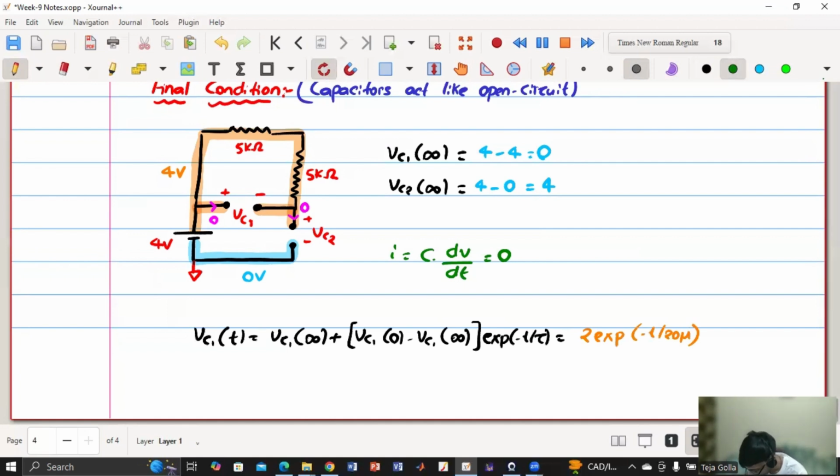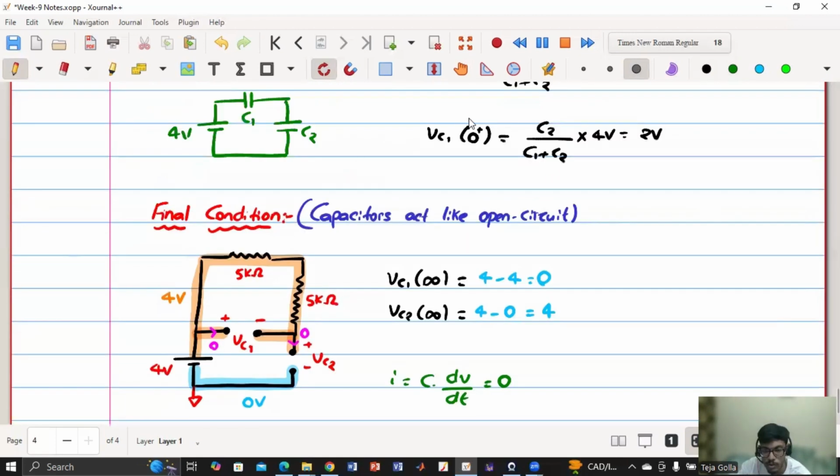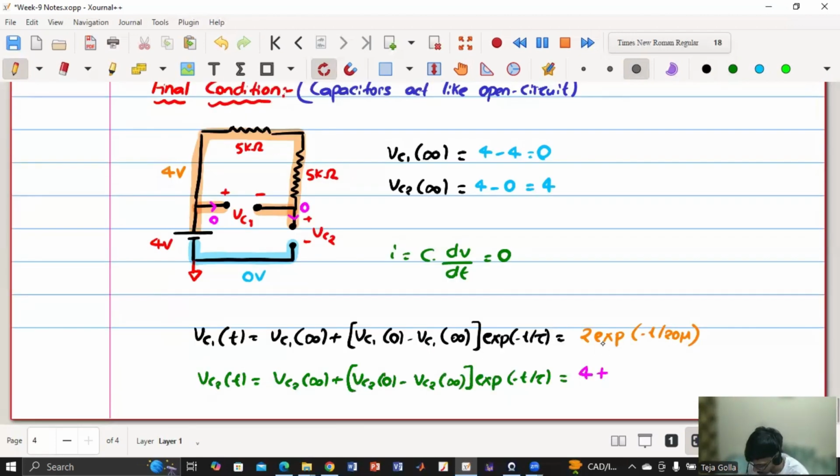Now we'll calculate VC2 of t. VC2 of t is VC2 of infinite plus VC2 of 0 minus VC2 of infinite into exponential minus t by tau. VC2 of infinite is how much? 4. So you will get 4 plus 2 minus 4, because this is 2 and infinite is 4. So we will get 4 minus 2 exponential minus t by 20 micro. We have just substituted the values, nothing much. Is it clear?